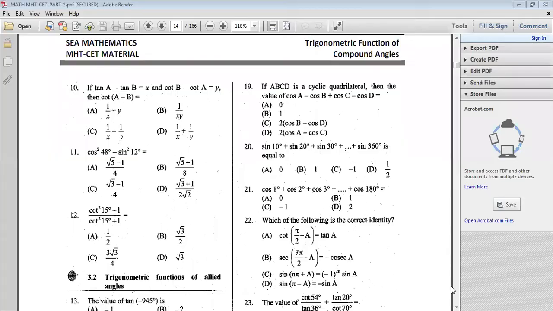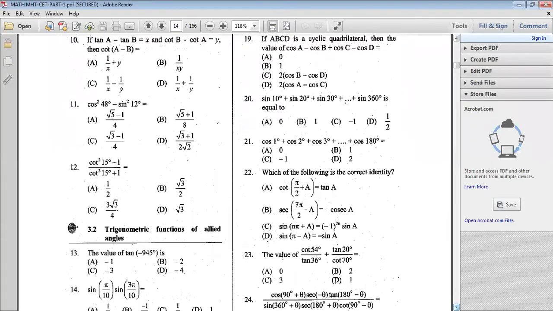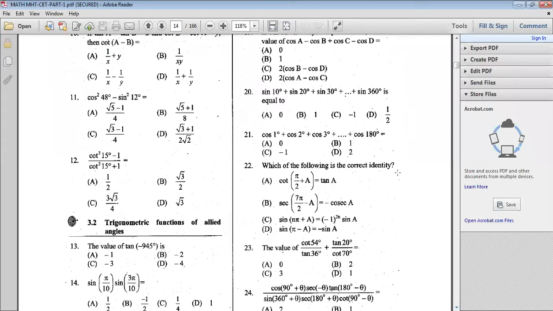So observe this problem number 12. Cot square 15 degree minus 1 upon cot square 15 degree plus 1. So what is the value of this?